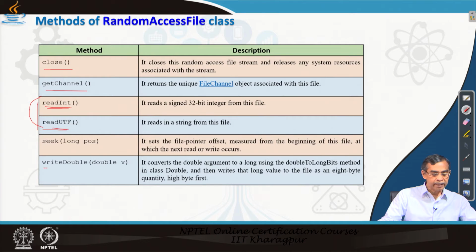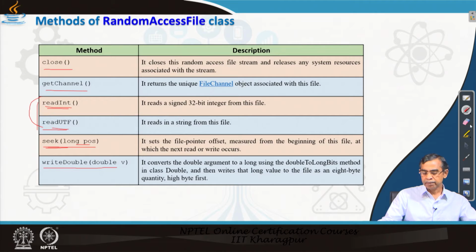You can write in the form of a double also. With seek long position, if you want to position your reading or writing pointer at a particular position in the file, then the seek method can be called, giving the position. The position can be 0 to the length of the file, and if you specify a seek beyond the end of the file, then it will throw an IO exception.